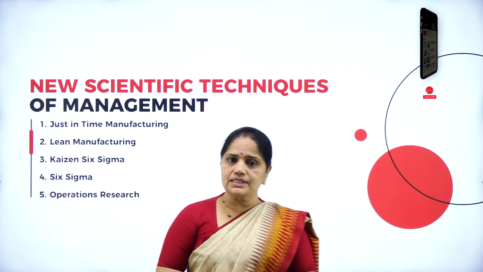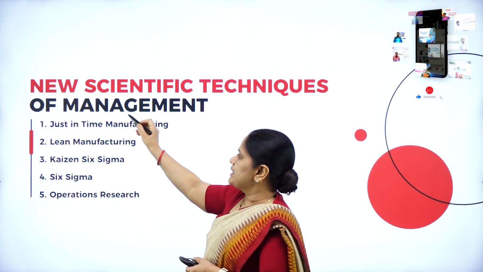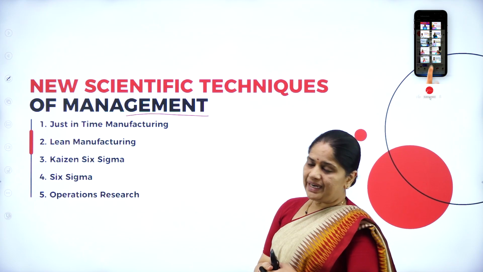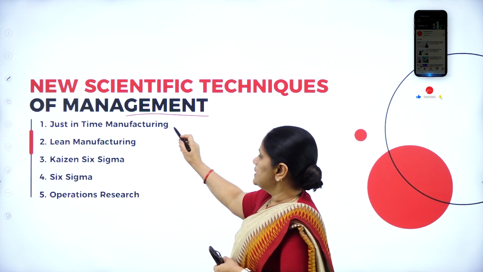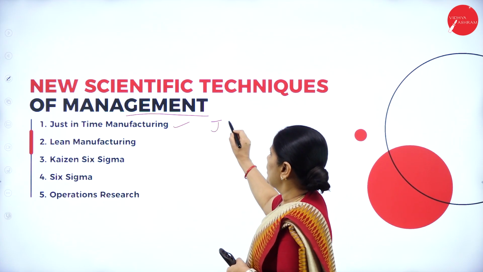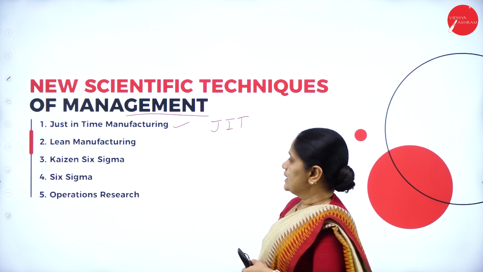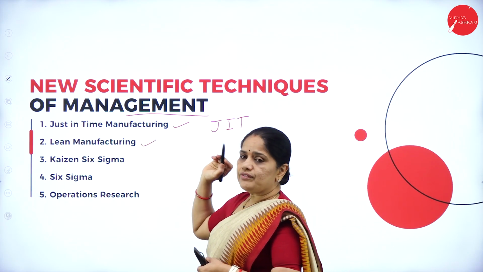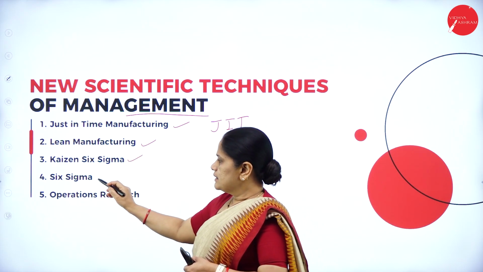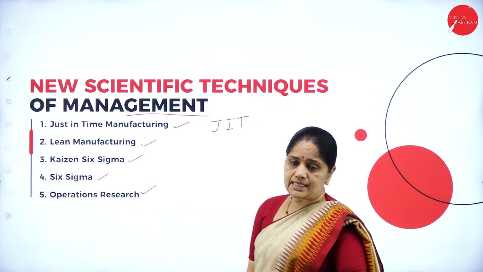Now in this session 3, we will be discussing about new scientific techniques of management. So what are the latest scientific techniques of management? Here in this, the first one is just-in-time manufacturing, or we always also call it as the JIT, just-in-time manufacturing. Second one is the lean manufacturing. Third one is Kaizen, then we have the Six Sigma, and then we have the operations research.